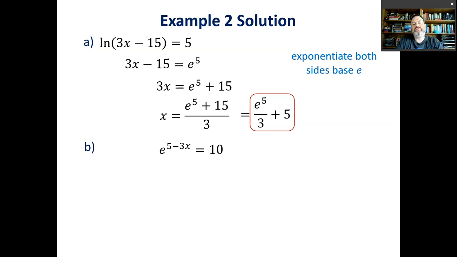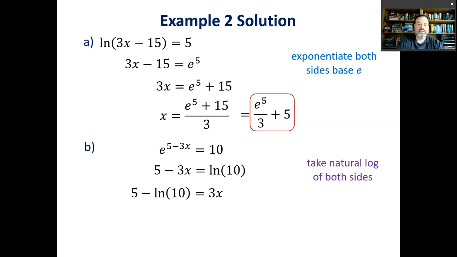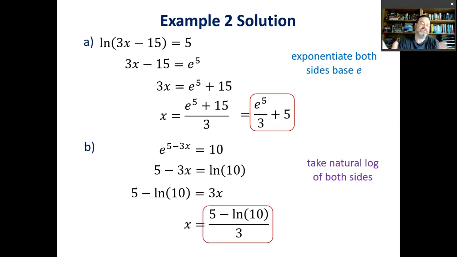So here we have e to the 5 minus 3x equals 10. Here, first step, take natural log of both sides. It cancels on the left side, and we get a natural log of 10 on the right. Again, this is 1 to 1, so we're allowed to do it. I swapped the natural log and the 3x. Now, I'm trying to solve for x, so I just divide by 3. This one doesn't simplify nicely, so I just left it alone.